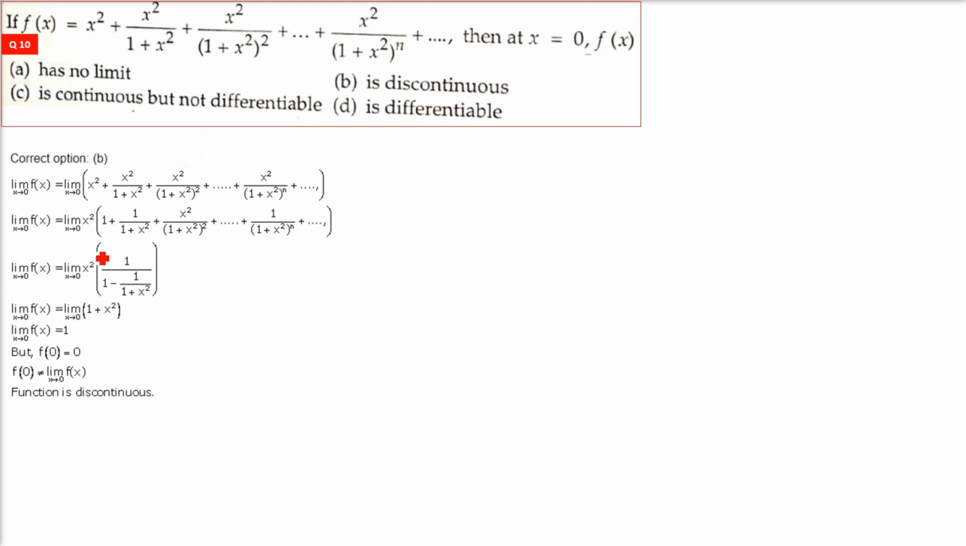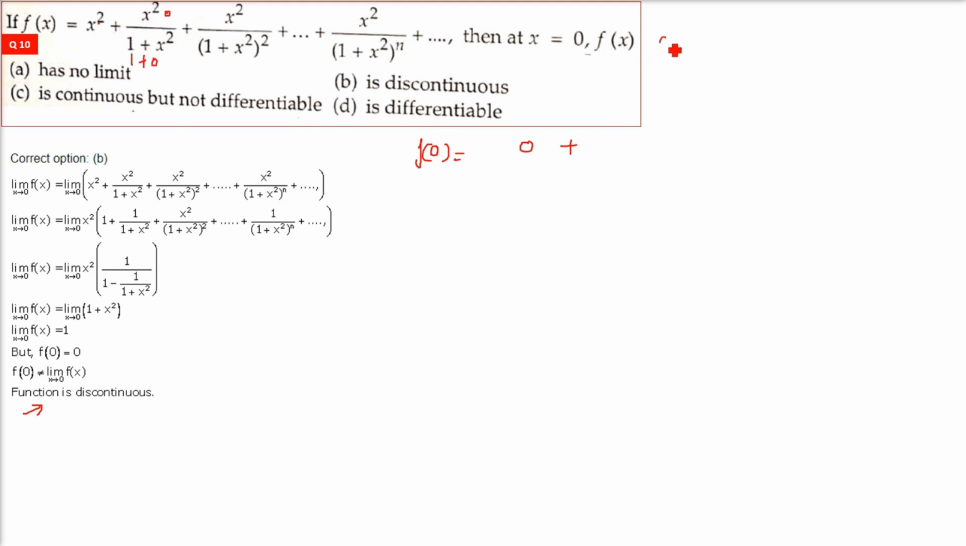Who wants to do it by themselves? For them I have given a reference. And those who want to understand the logic, just see that. Let me write this series and put the value 0, because the question is asking about the function at x equals 0. So I am putting x as 0 everywhere.